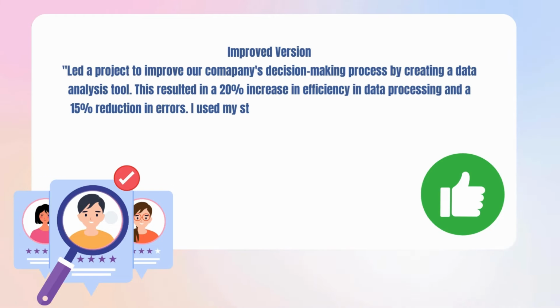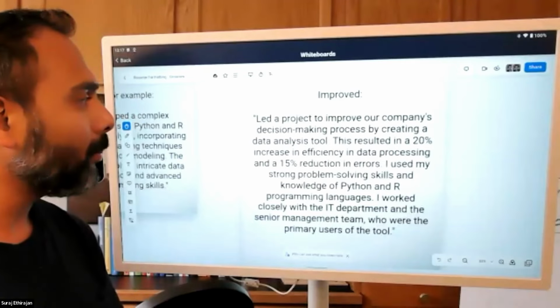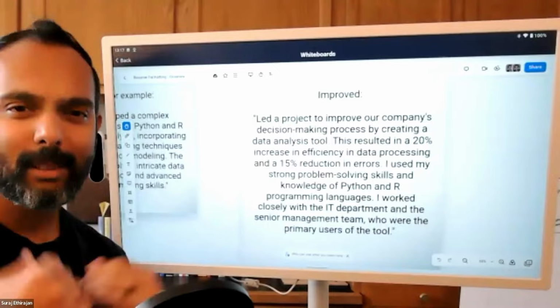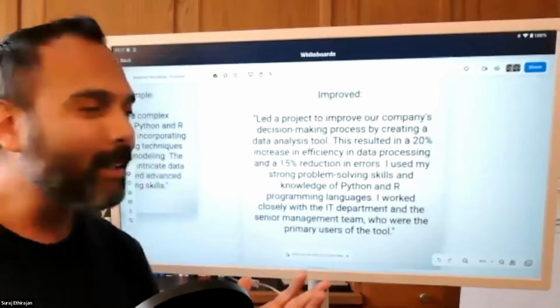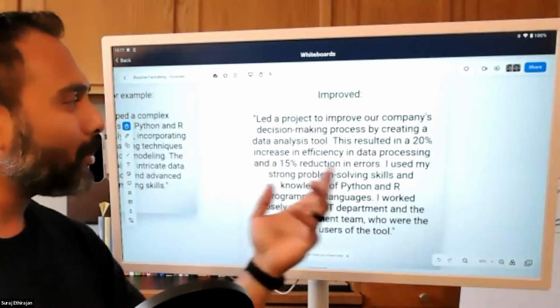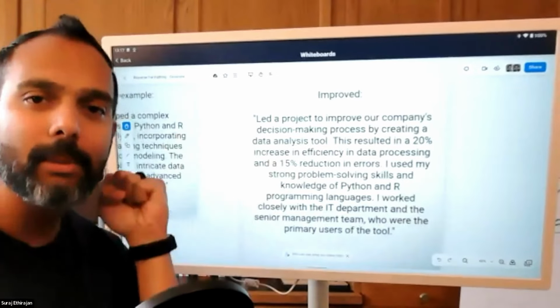So the improved version: led a project to improve our company's decision-making process by creating a data analysis tool. So this is an outcome. This resulted in a 20% increase in efficiency in data processing and a 15% reduction in errors. Nice. Something tangible. And especially we as engineers, even if you're in marketing, business management, or customer experience, we all were trained and conditioned to think as engineers, and we love our numbers. Even if you're an engineer or not, numbers are something tangible that we can hold on to.